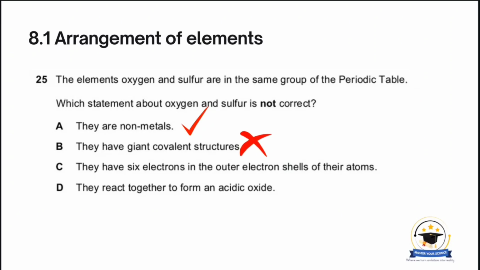Then the third statement says they have 6 electrons in the outer electron shells of their atoms. That is correct because they're group 6 elements. And then D says they react together to form an acidic oxide, and that is correct. So the correct answer here is B.